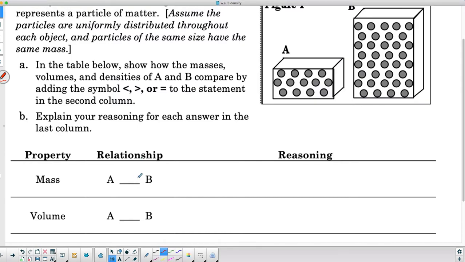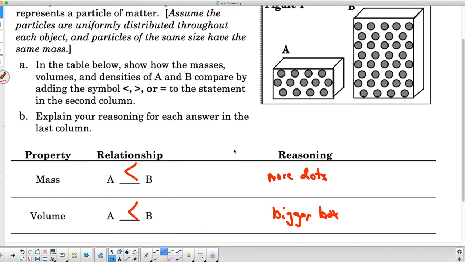So when we're talking about the relationship between A and B, then of course B is bigger. And the reasoning is, of course, there's more dots. And that's pretty obvious. Volume, we're talking about A and B, and again, B is definitely a bigger box. So it's just a bigger size. There's no confusion about that. Now the question comes down to density. Now if you remember from density, density equals mass divided by volume.